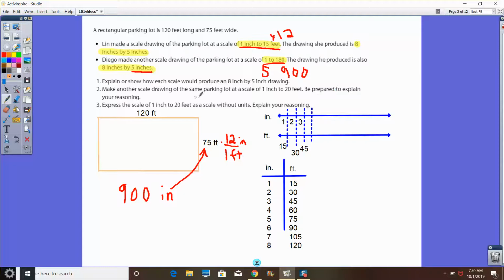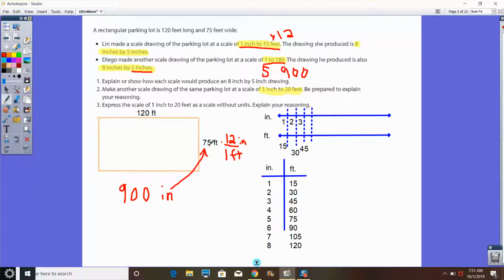Now, if you were to complete the following scale drawings here, make another scale drawing of the same parking lot at a scale of 1 inch to 20 feet and explain your reasoning. Express this scale without units. So let's try that real quick. If I were to do 1 inch to 20 feet, that means that this drawing here, every 20 feet, you would have a 6-inch side here because 120 feet would correspond to 6 inches, and you can double number line that or you can ratio table it, absolutely.